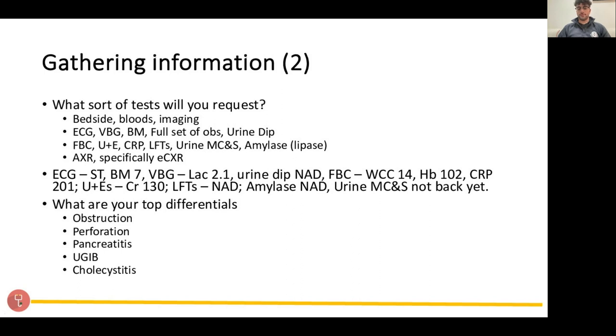And if you're going to further investigate for an upper GI bleed, what's the most crucial investigation that you'd then ask for next or perform yourself next? So if you are going to investigate for an upper GI bleed, what sort of examination would you like to perform next that I haven't done here?